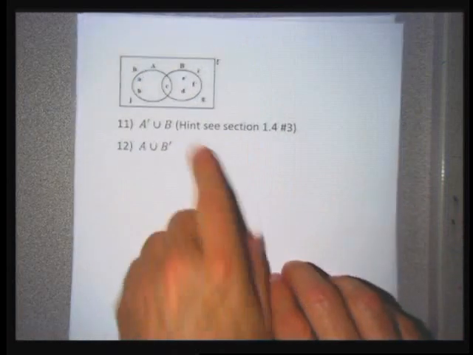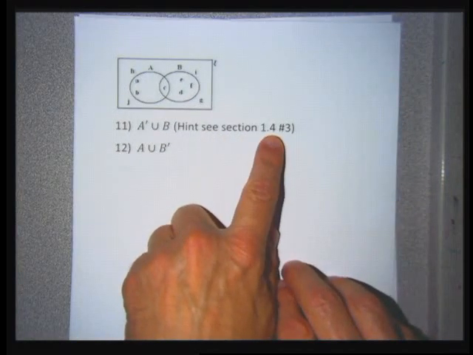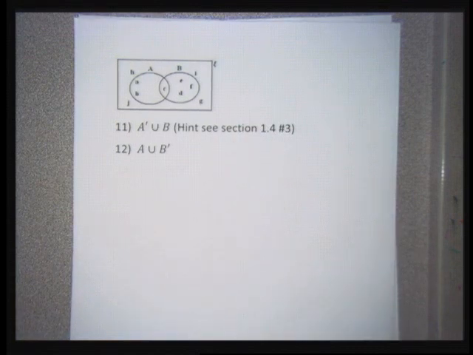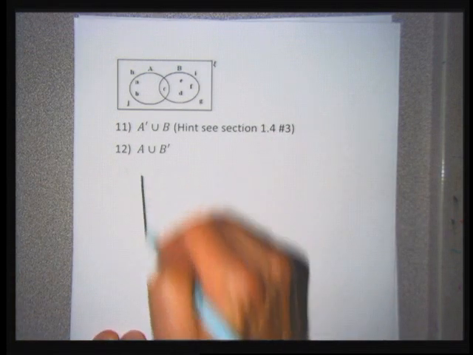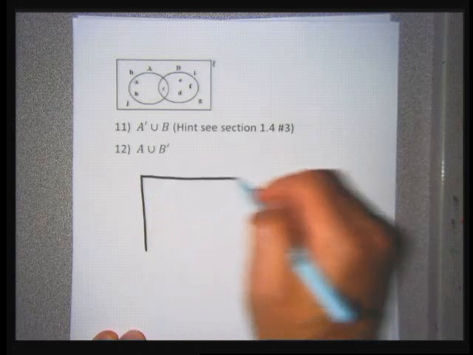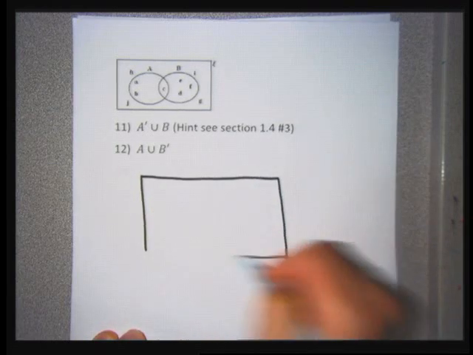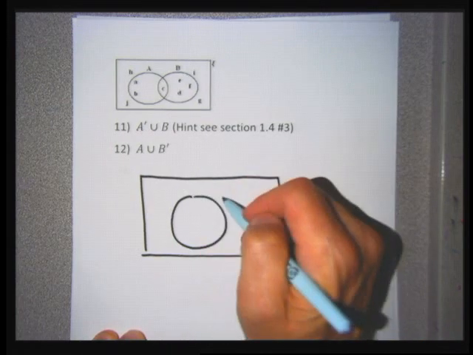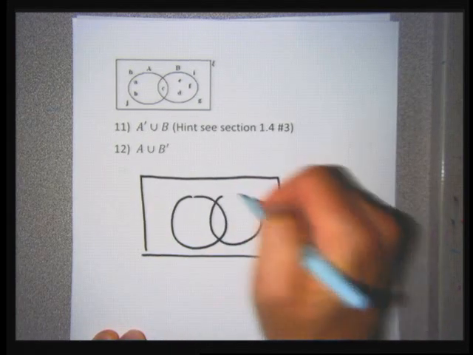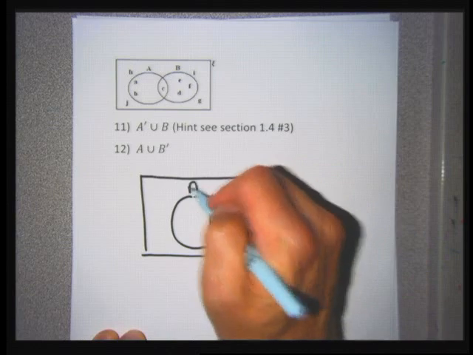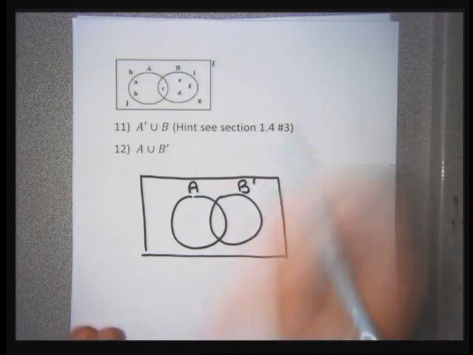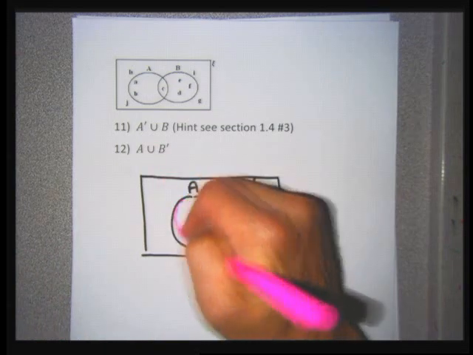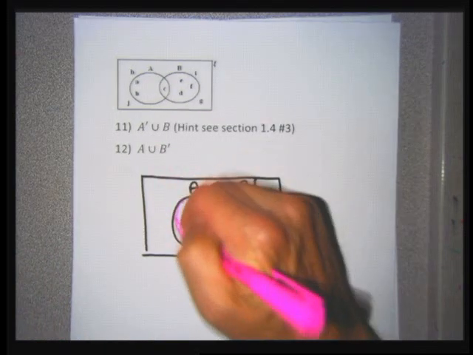For your problem 11, if you look at the answer to 1.4 number 3, it's going to give you the shading. I'm going to do my shading for problem 12, and I'm going to do it on a blank graph just so I don't mess up the one that I need. So I need to find a shading for A union B prime. I could do this all in one graph to be efficient. First I'm going to shade A. A is anything inside the A circle. I should make the drawing smaller so my shading is easier.